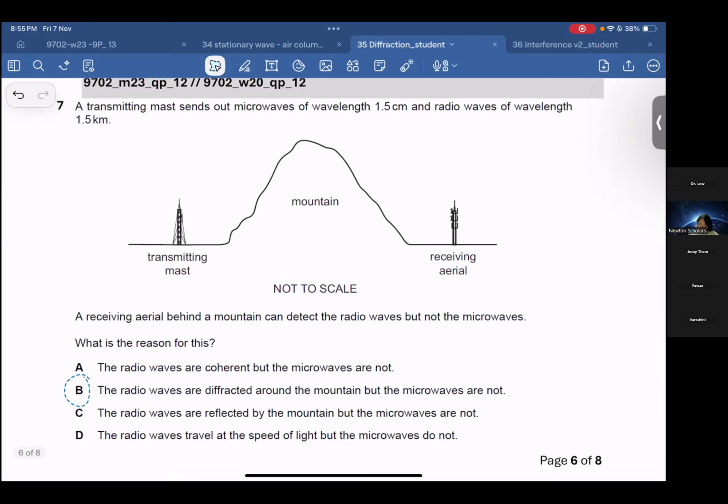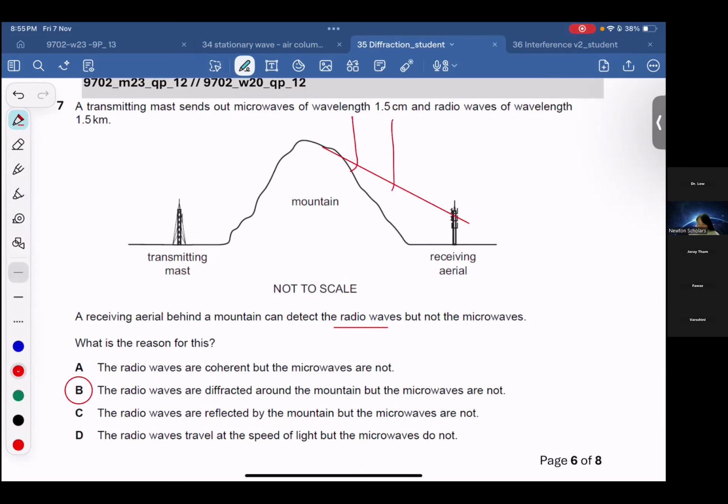Okay, the answer is B. It can detect radio wave. Even with blocking, how come I can still detect? It's because it deflected. Come here, deflected. Come here, deflected. So I can receive the signal although there is some obstacle. So here diffraction can happen.